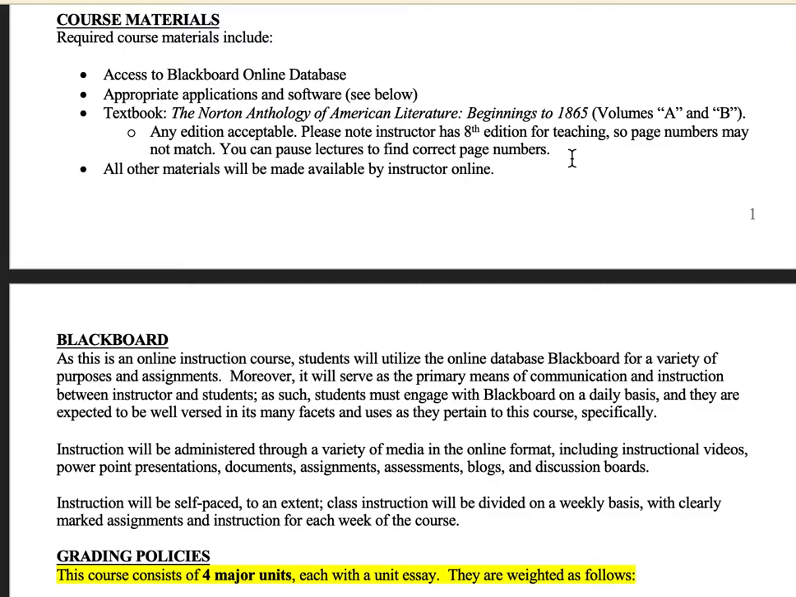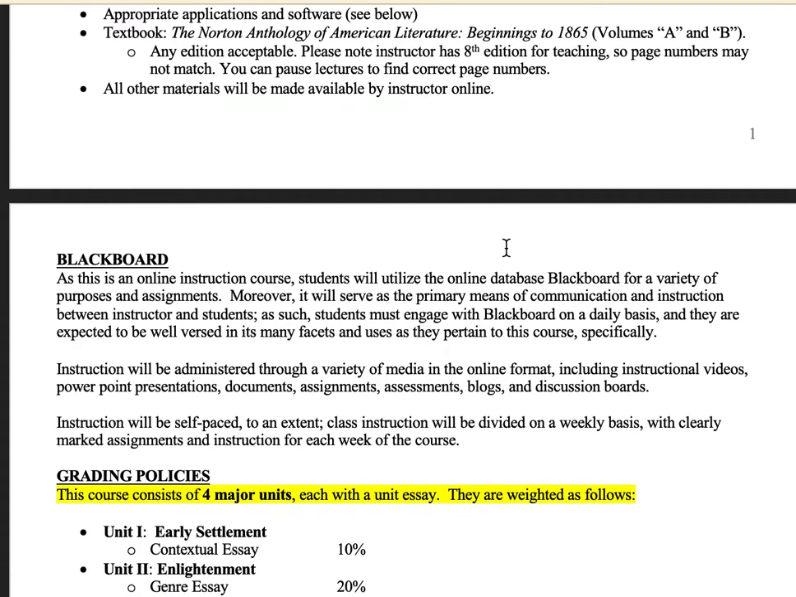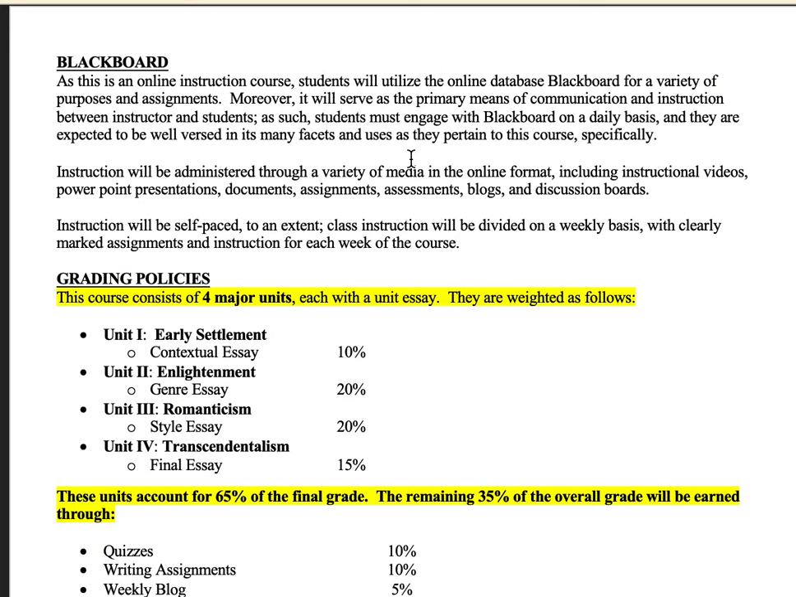But you can always pause the lectures to find the correct page numbers. And a lot of this is Googleable, but not everything. So unfortunately, you do need the book. But like I said, please find the edition that's best for you. Just know that your page numbers may not match up with the lectures, and that's okay. Everything else that you need is made available by me. You are going to need to make sure you understand how to use Blackboard.